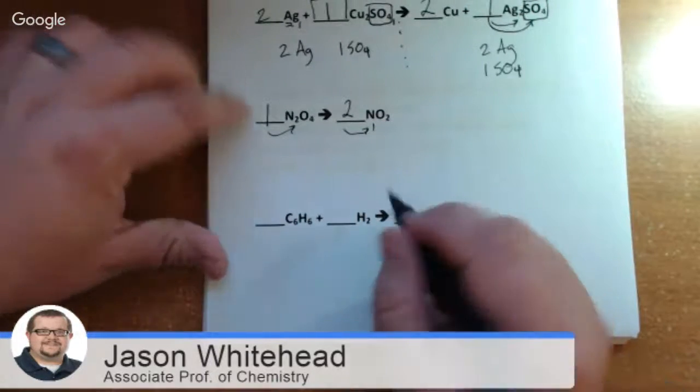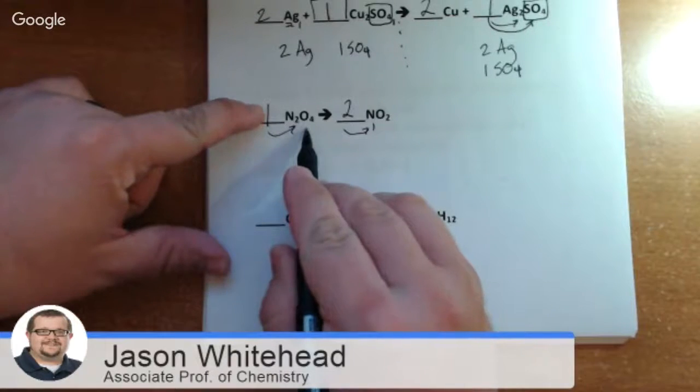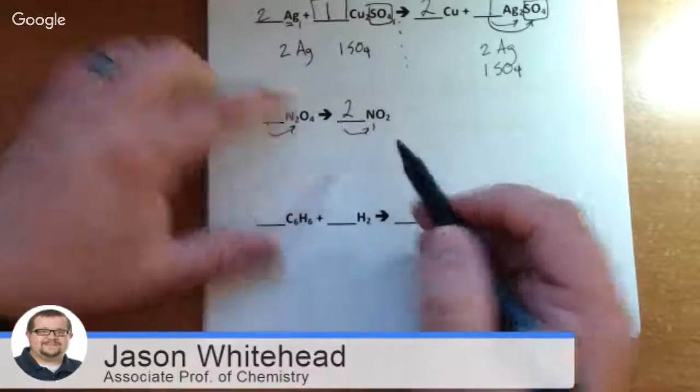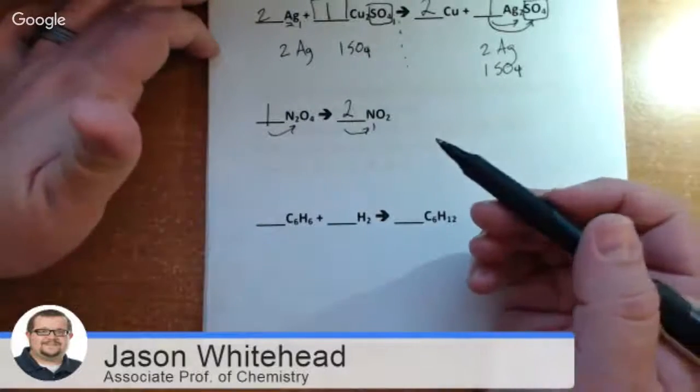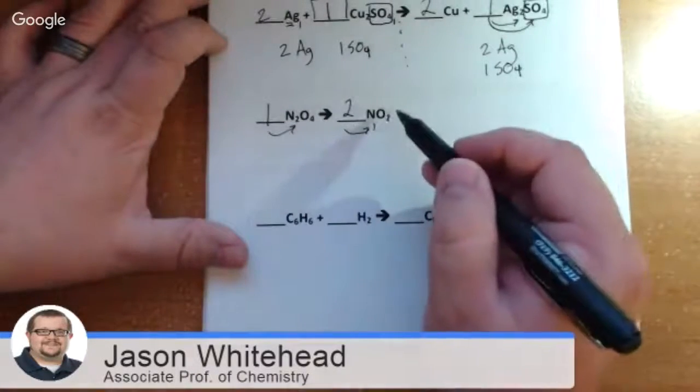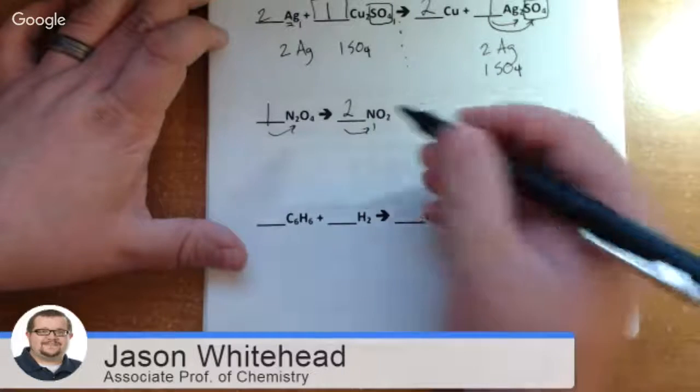My N's are balanced. 1 times 4 gives me 4 O's. 2 times 2 gives me 4 O's. So we're done. This was a really quick reaction to balance, but it's a little harder to see what we've got going on.